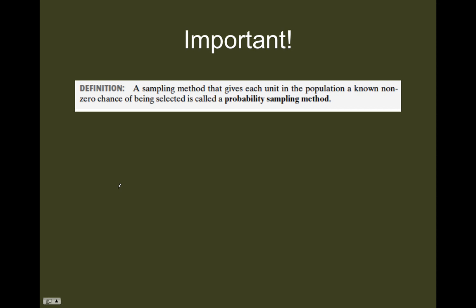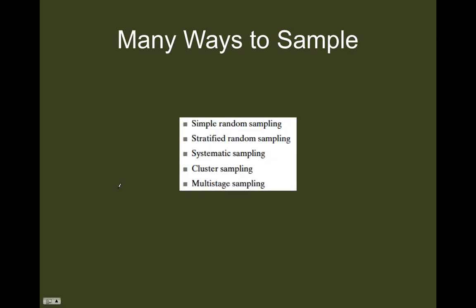So when we create a sampling method that involves some kind of probability method, it removes the decision process from the researcher and places it in the realm of chance. And mathematically, then, the chance of a bias in the sample is much lower.